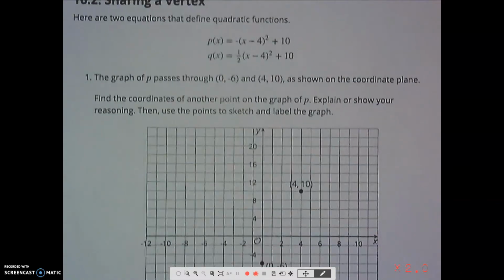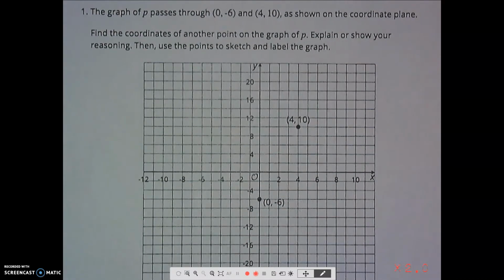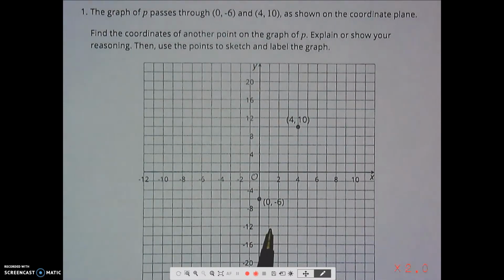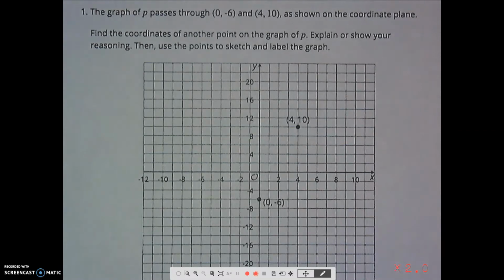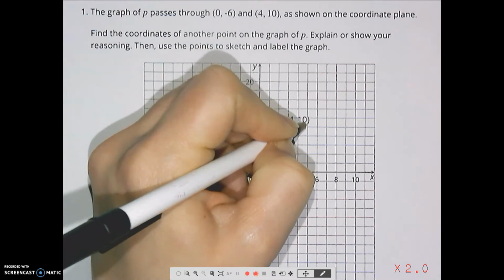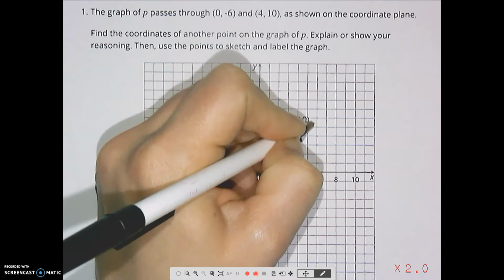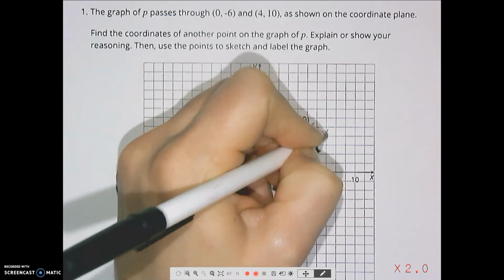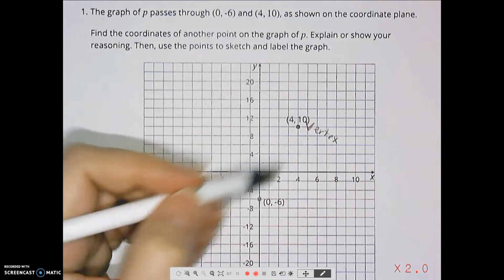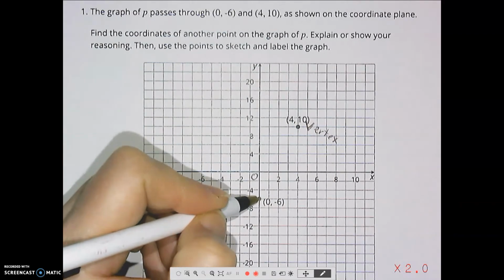So these two are already graphed on here. Okay, we're going to find the coordinates of another point on the graph of P, and we're going to explain and show our reasoning. Then we're going to use those points to sketch and label the graph. So if this is the vertex here, this is V, the vertex. Okay, we know that this is a point on our graph, on our parabola.